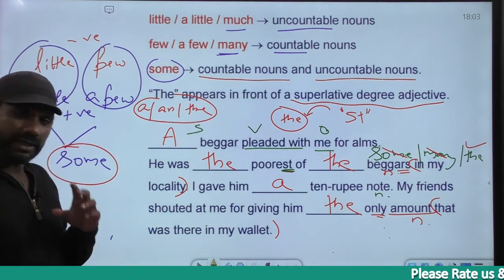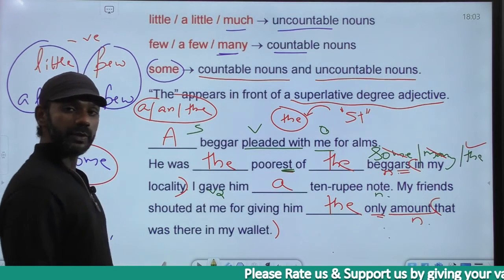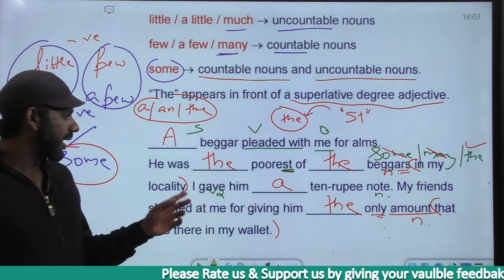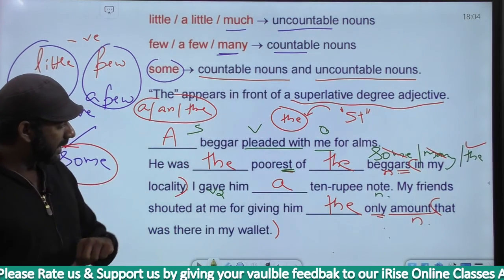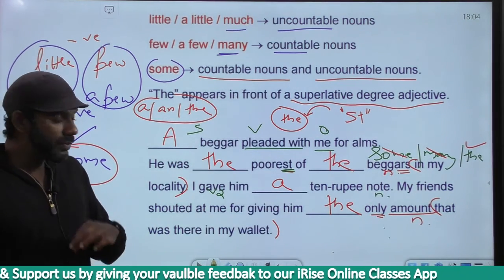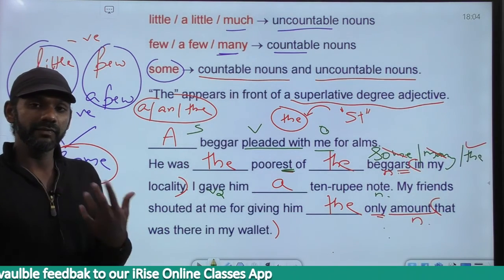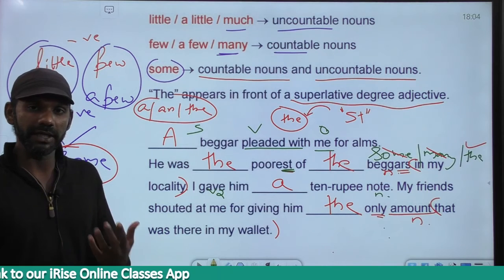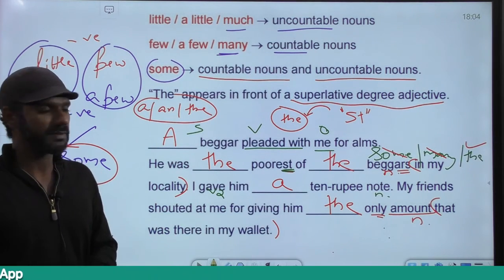I gave him a 10 rupee note. It must be active voice because the verb here is gave, V2. V1 and V2 will never come in the passive voice. I gave him a 10 rupee note, active voice, simple past tense. The same idea in the passive voice becomes, he was given a 10 rupee note by me. Was given is was plus V3, simple past, passive voice.